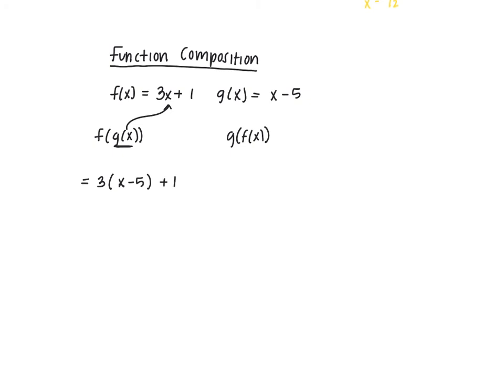Once we've plugged in the function g of x, we can then evaluate this. So in this case, that means distributing the 3 to both the x and the 5. We get 3x minus 15 plus 1, and then we'll combine the like terms, 3x minus 14, and that is our final answer for f of g of x.